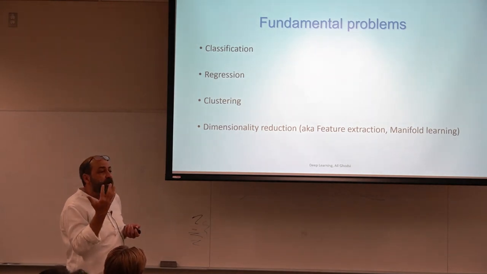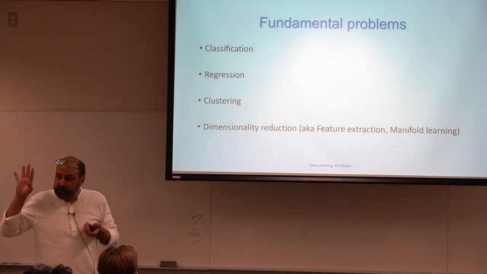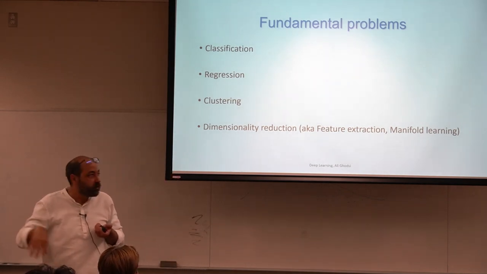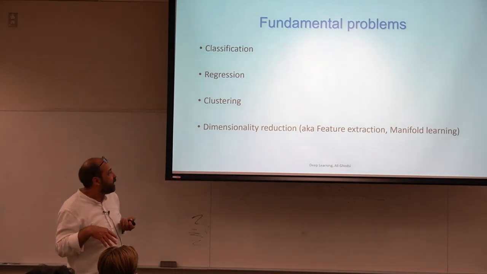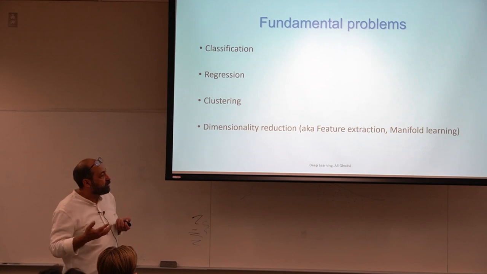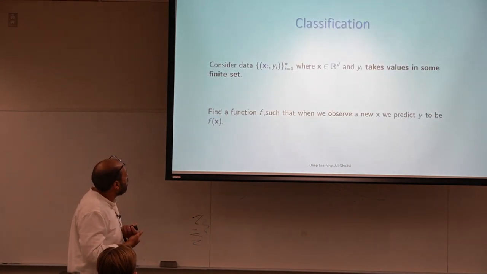There are four fundamental problems in machine learning. There are many problems, but four fundamental problems that we are trying to solve: classification, regression, clustering, and feature extraction, or basically representation learning.